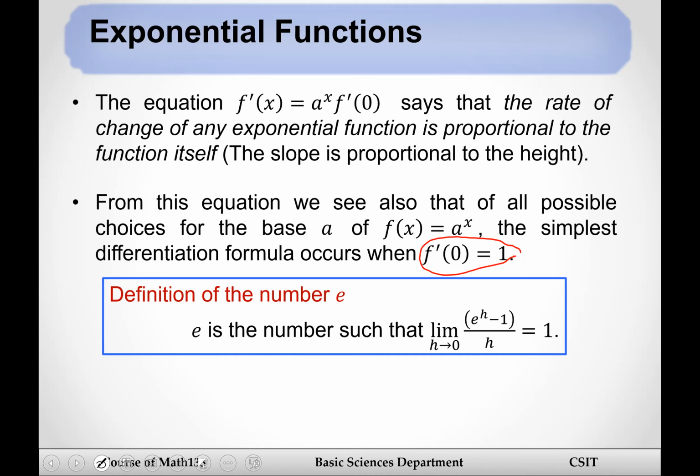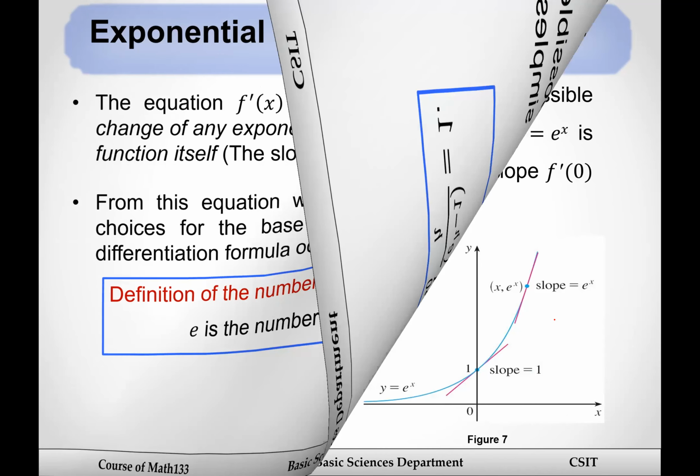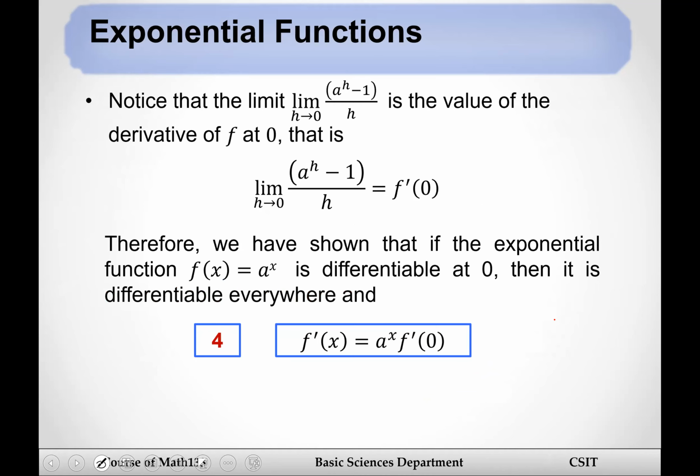The number e is linked to this limit, and we find that e is given such that the limit of (e to the h minus 1) over h, when h approaches 0, is equal to 1. That's the number e. So here we will use the fact that the derivative of a to the x is, by the formula that we wrote before, equal to a to the x times f prime of 0.